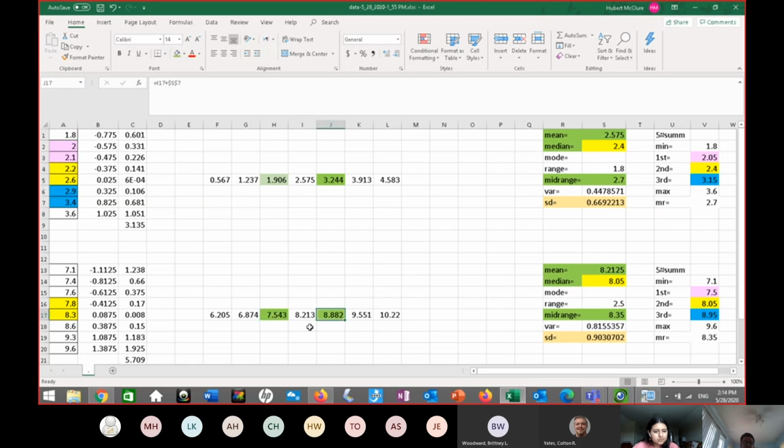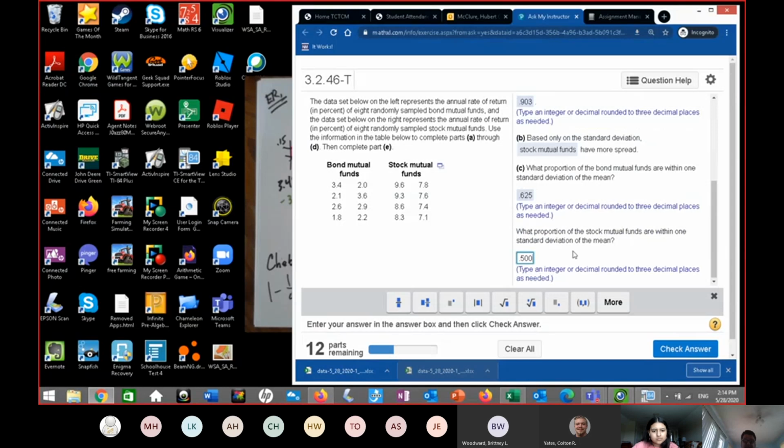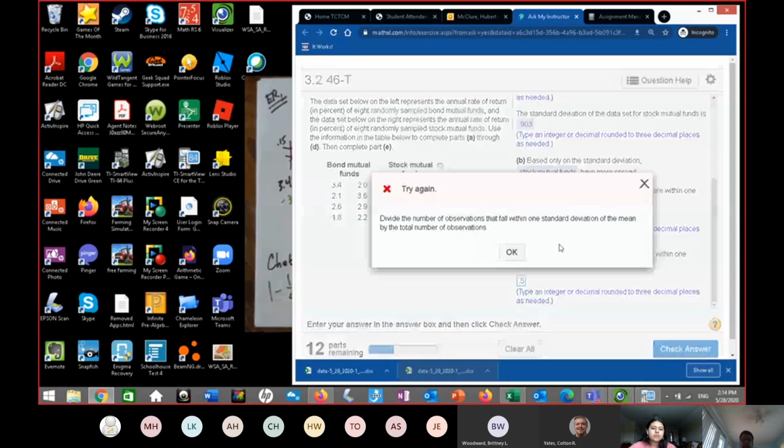So 7.54 and 8.88. What's 3 out of 8, or 4 out of 8? That's 1/2. So that's going to be 0.5. Hold on, I'm trying to find out where I'm at. I'm going all over the place here. That should be 0.500. Okay, I don't know. Somebody, 4 out of 8, isn't that 0.5? Yes.